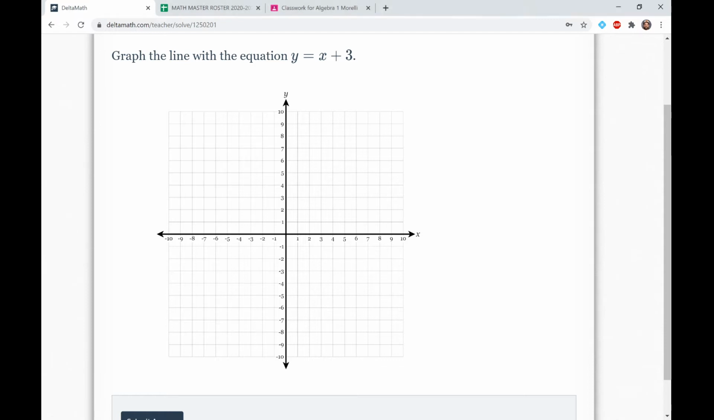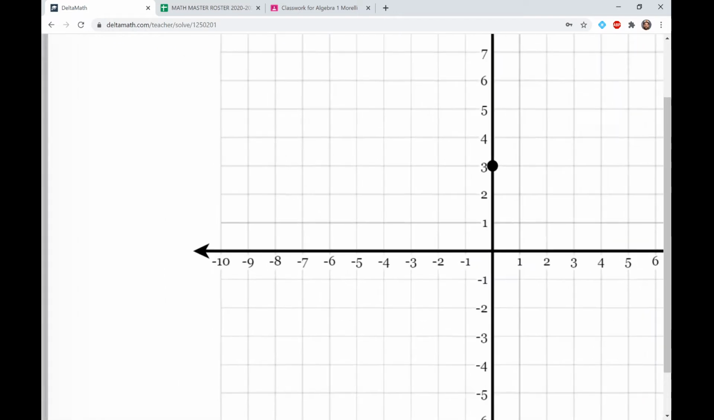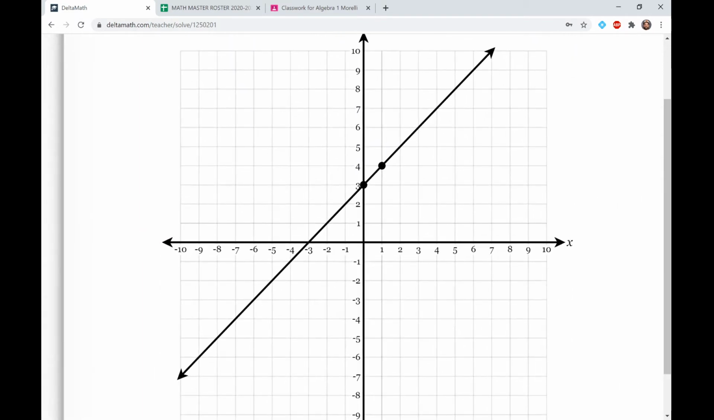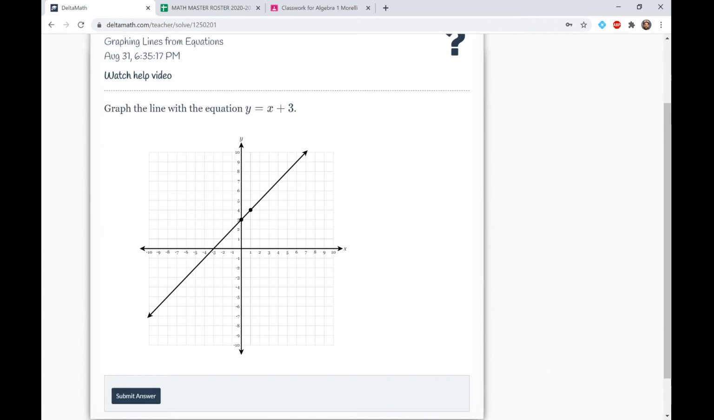So that's in fact what we need to do. Let's go back to the problem. We're going to start here at positive 3, put a dot. Now remember, the slope was rise 1, run 1. So you put your cursor right there on the 3, go up 1, run 1. Look at that. Bingo. This software that we're using here, Delta Math, creates the line for you. Well, let's look at another one.